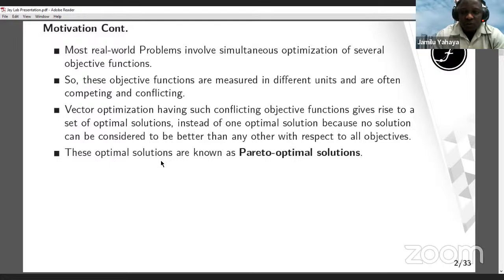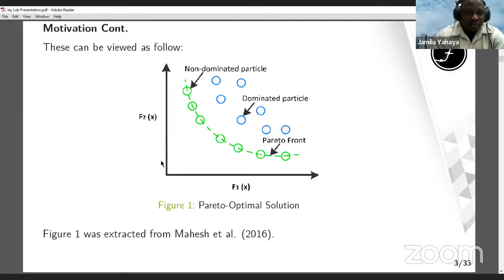Next we are going to look at a graph of how we represent the solution of a vector optimization problem. Looking at this graph, figure 1, we have the Pareto optimal solution. We have two objective functions here, f1 of x and f2 of x. We have a curve here, this green curve with a line.